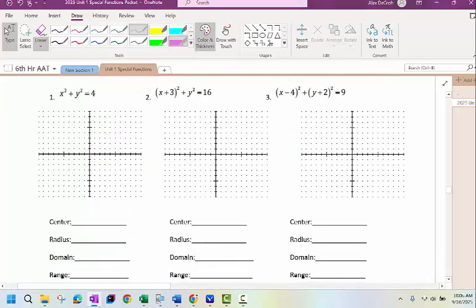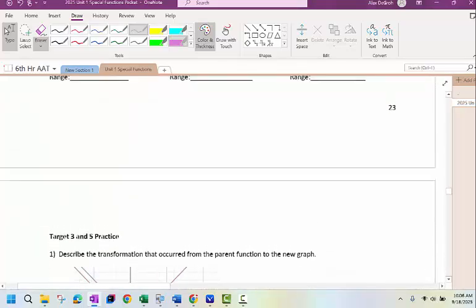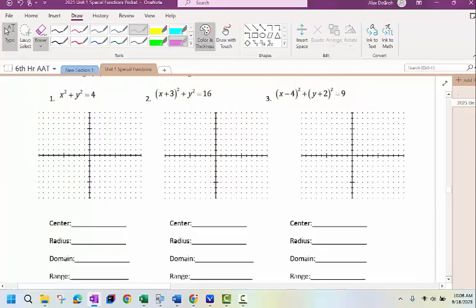All right, I'm going to do, I think, these 3 and then send you on practice time. All right, so going the other way, from equation to graph. If there's no numbers in here, there's no shifting left, right, up and down, it's just going to be 0, 0.